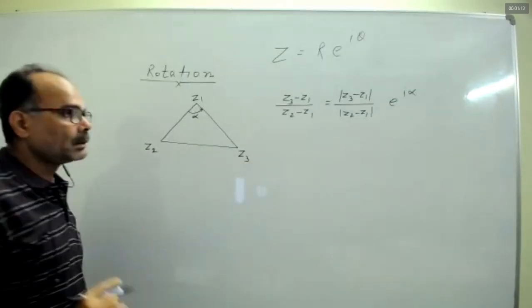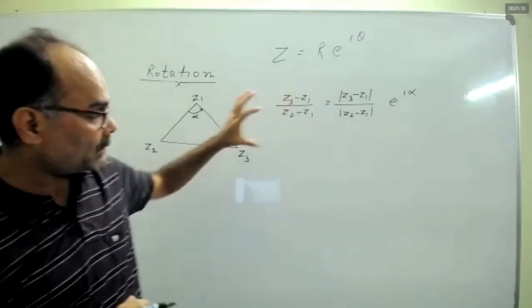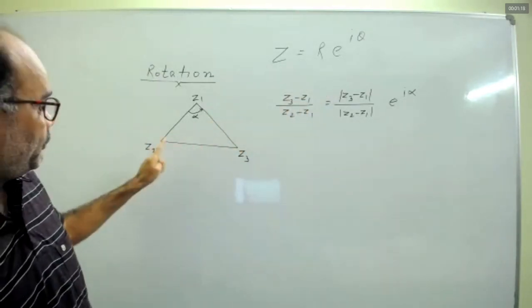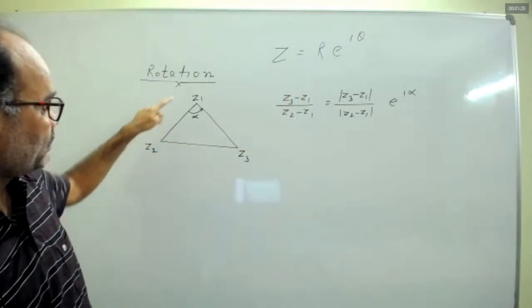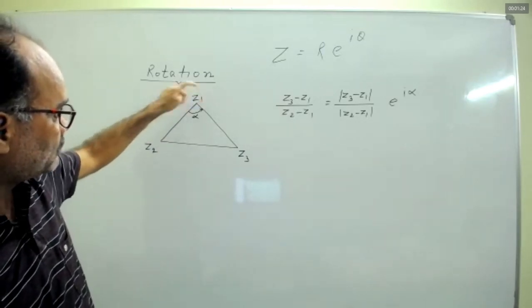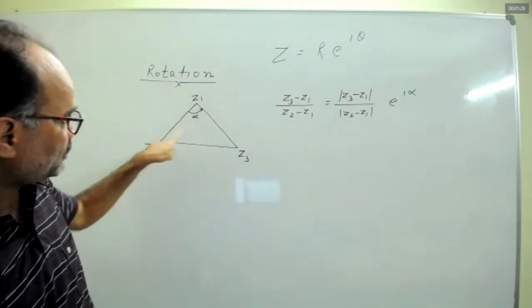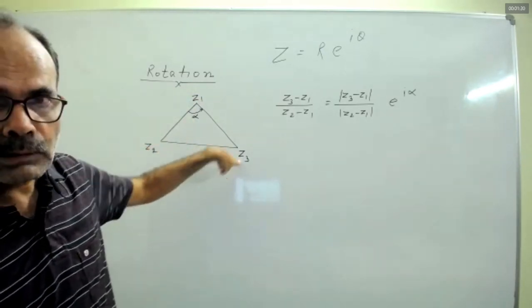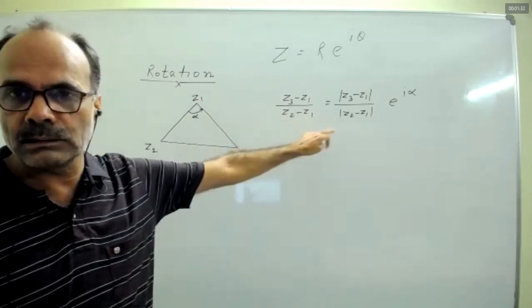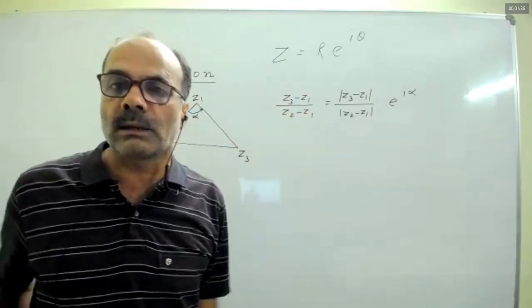Just now, the same thing: if we rotate Z2 about Z1 in the anti-clockwise direction through an angle alpha, and the new position of Z2 is Z3, then this result can be established.